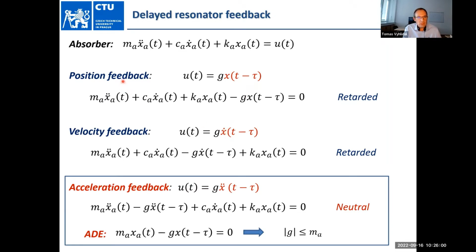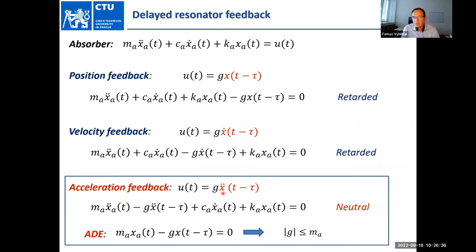When we have position feedback or velocity feedback coupled with the active absorber, we have a retarded system, so the behavior is relatively safe. But if we do that with the acceleration sensor, which has some practical advantages, we get a neutral system. This is the first example where we can really meet neutrality in engineering applications.